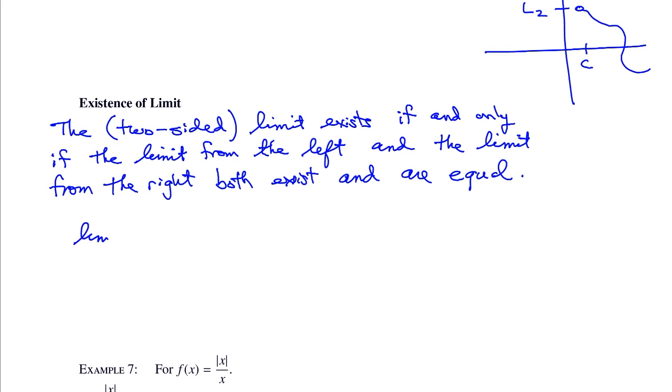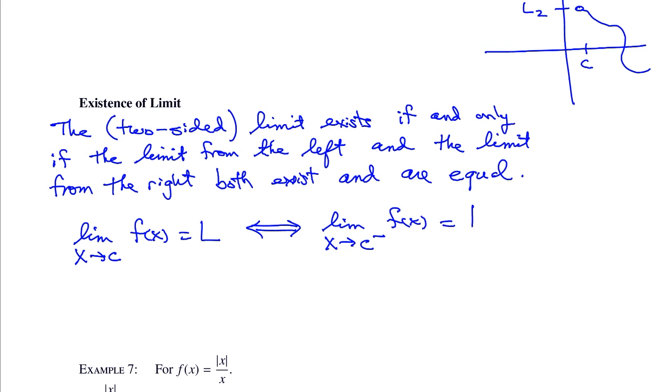In symbols, we have the limit as x goes to c of f of x is equal to L implies, both ways, the limit as x goes to c from the left of the function f of x is equal to L, which is also equal to the limit as x goes to c from the right of f of x.